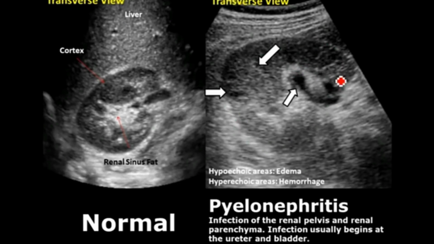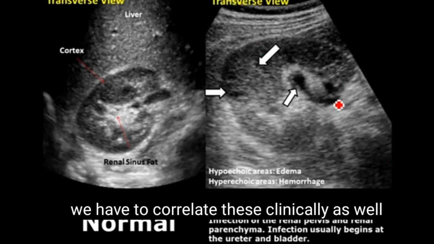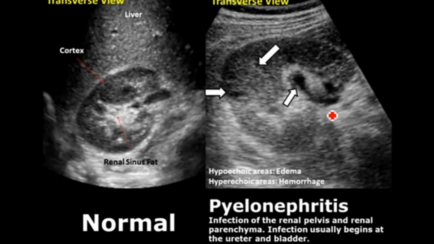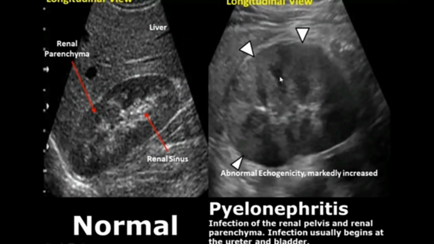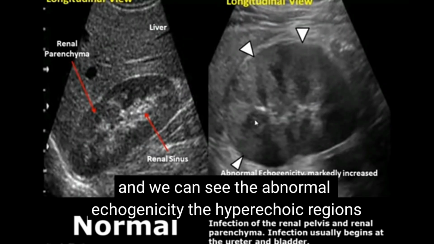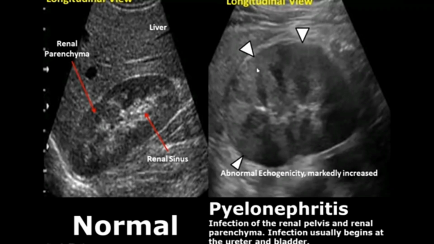The transverse view of the pyelonephritis shows us a hyperechoic area and some hypoechoic area. It is overall a heterogeneous appearance. We have to correlate these clinically as well. Another longitudinal view which shows the medulla as well, and we can see the abnormal echogenicity, the hyperechoic regions.